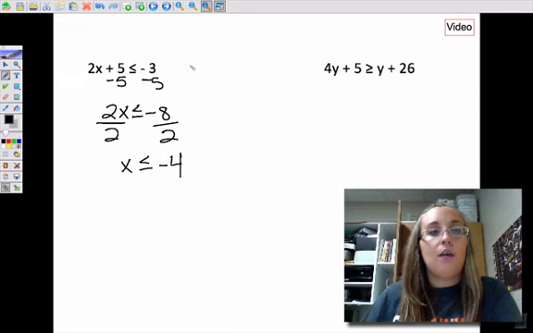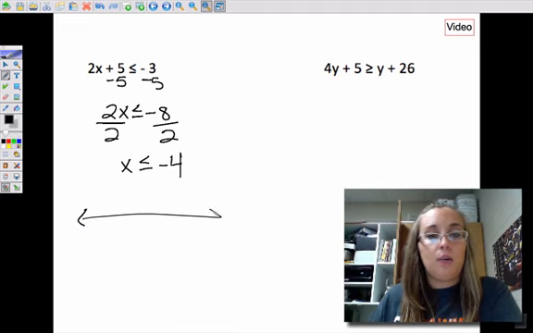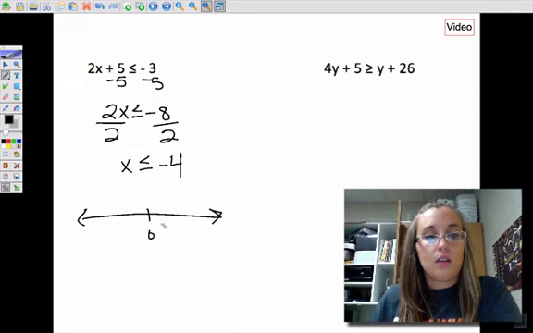Okay? All right, we didn't talk about graphing yet. So what we're going to do is we're going to graph all the possible solutions. So we're going to make a number line. 0 in the middle. You can count by whatever you want to. I'm going to go ahead and just count by ones.